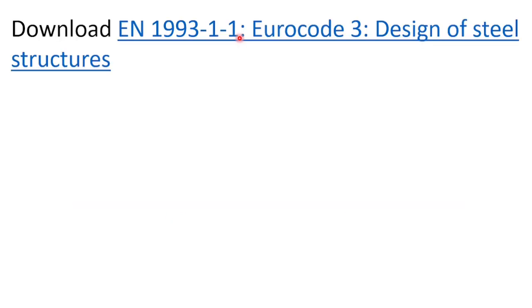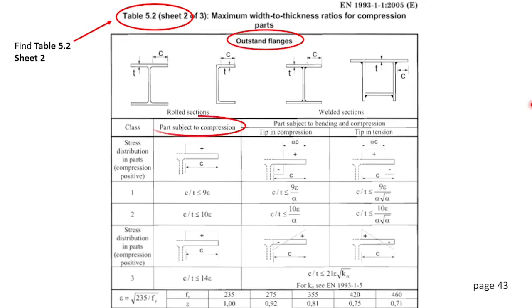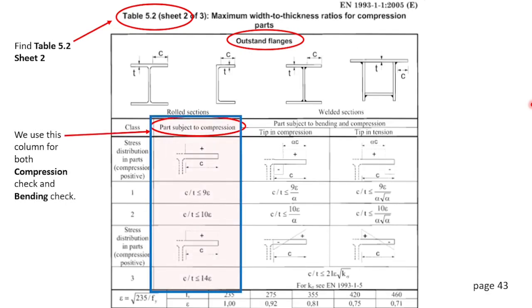As you already know, we need the Eurocode 3 design of steel structures PDF. Please open this PDF and turn to page 43. On page 43, there is a table named Table 5.2, sheet 2, and here you can see outstand flanges. In this table you can find the column called part subjected to compression. So in this calculation we are going to use this column.